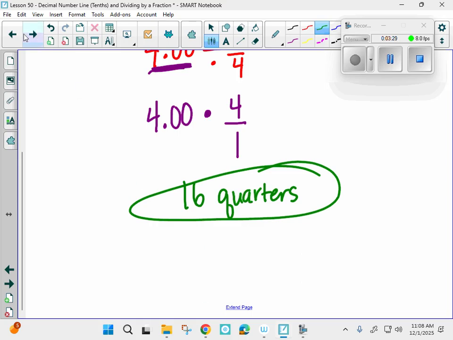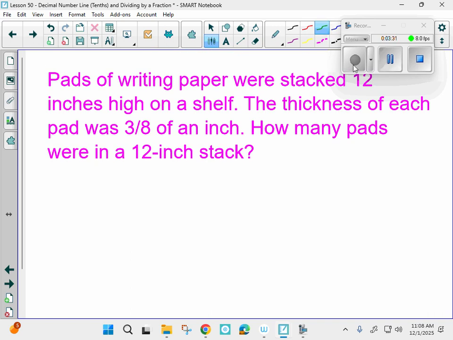Okay, here we go. Pads of writing paper were stacked 12 inches high on a shelf. The thickness of each pad was 3/8 of an inch. How many pads were in a 12-inch stack? So I'm going to do 12 inches divided by 3/8. Okay, how many of those 3/8 are inside of a 12-inch stack?